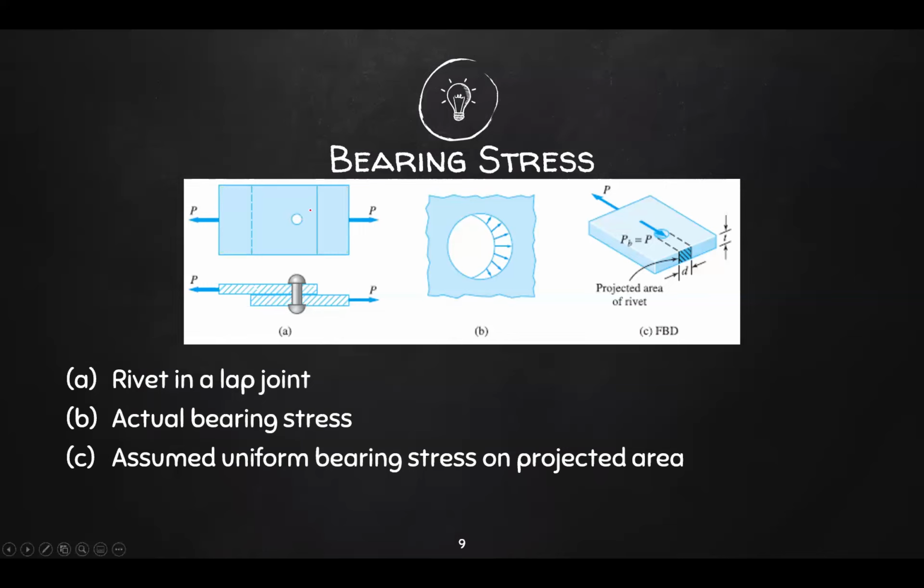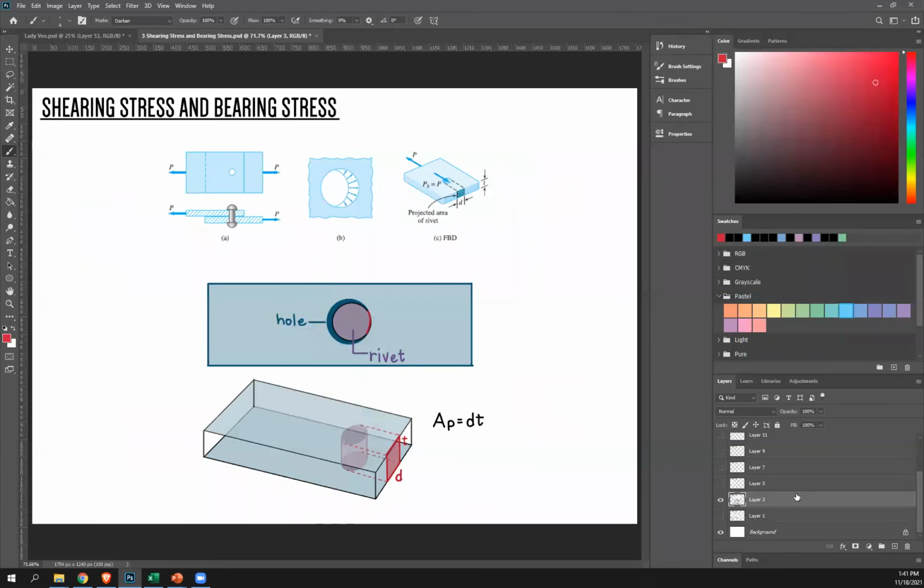So in actuality, bearing stress in a rivet is not constant. But even though that is the case, it is common practice to assume otherwise. So we're going to assume that the bearing stress is uniformly distributed, not on the rivet, but on a projected area as seen in figure C. To better understand that, let's look at this figure. Once again, this is your plate. If your force is directed to the left, this side will push against your rivet. So this is the actual contact area, the actual area experiencing bearing stress. There's no stress here since they aren't in contact.